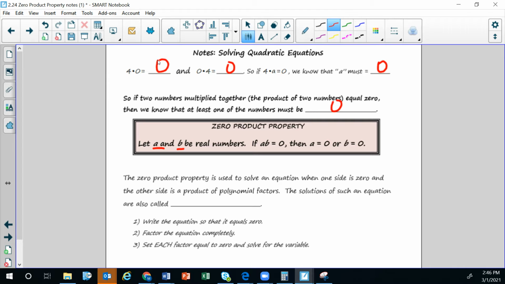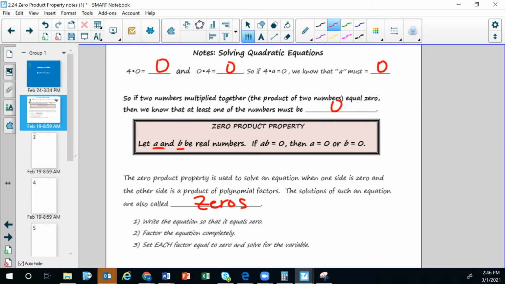And so we use the zero product property to solve the equation when one side is 0 and the other side is a product of polynomial factors. All right. And the solutions of such equations are called zeros. Now, when we solve these equations, we must first write the equation so that it equals 0, factor each equation completely, and then, 3, set each factor to 0 and solve for the variable. All right, and we're going to look at some examples.